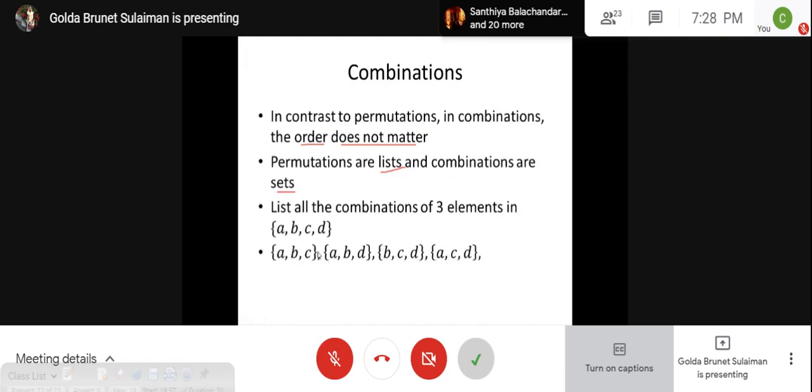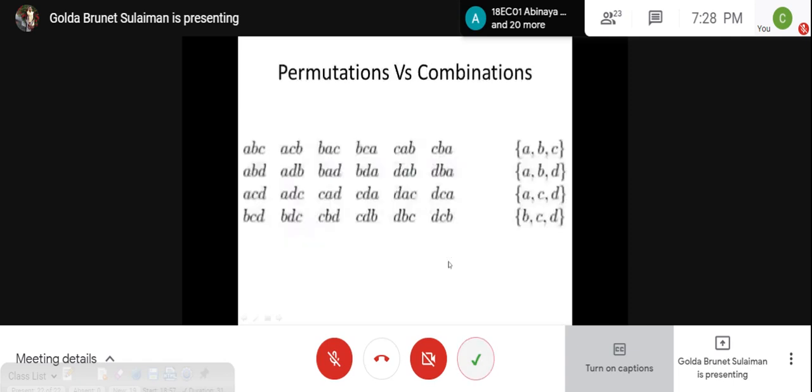And so here is the set. In the first set we drop out D, here we drop out C, here we drop out A, and here we drop out B. So permutations versus combinations is this one. This is what I explained.